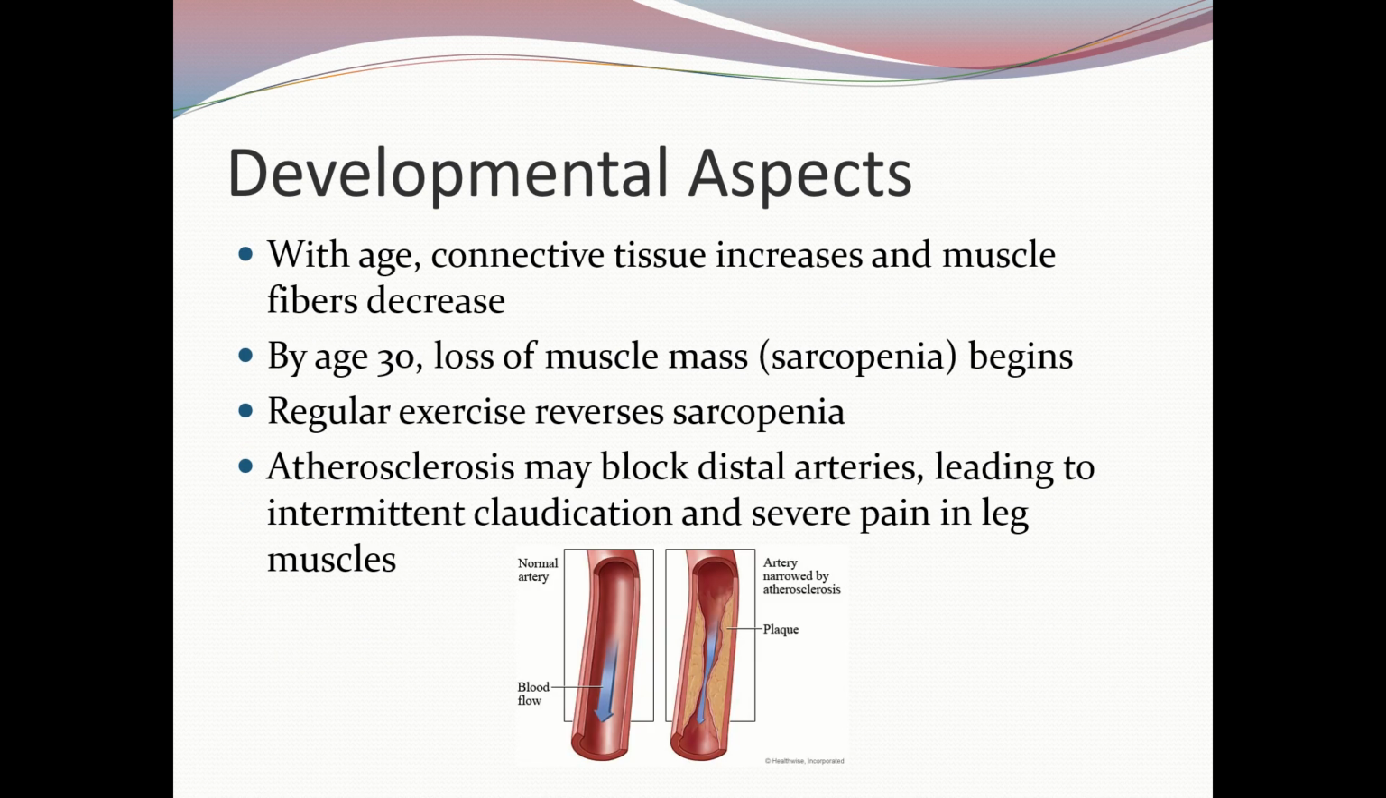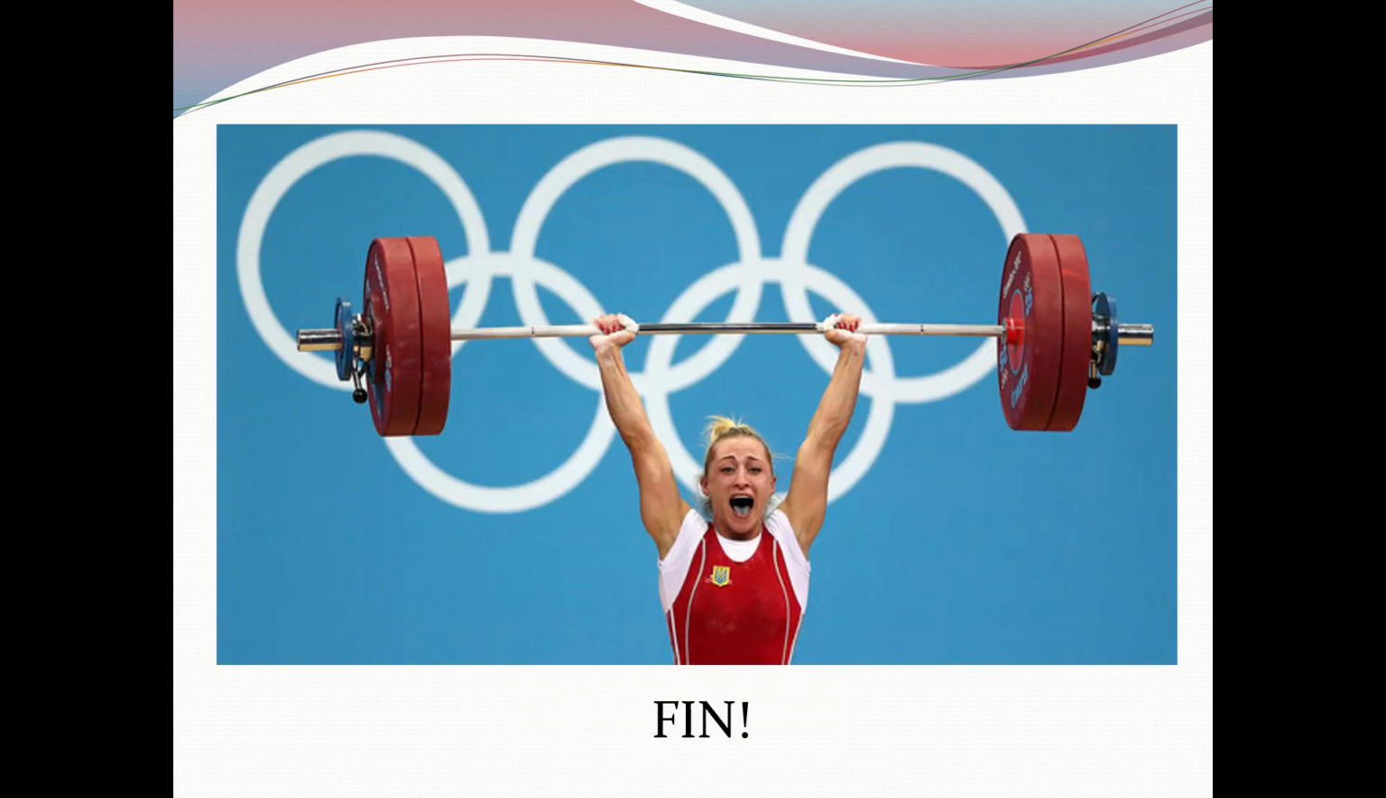With age, connective tissue increases and muscle fibers will decrease, and this can lead to what's called sarcopenia, which is the loss of muscle mass. Regular exercise can help to reverse sarcopenia. Arteriosclerosis may block distal arteries, leading to intermittent claudication and severe pain in the leg muscles. And like peripheral arterial disease and stuff like that can affect it.